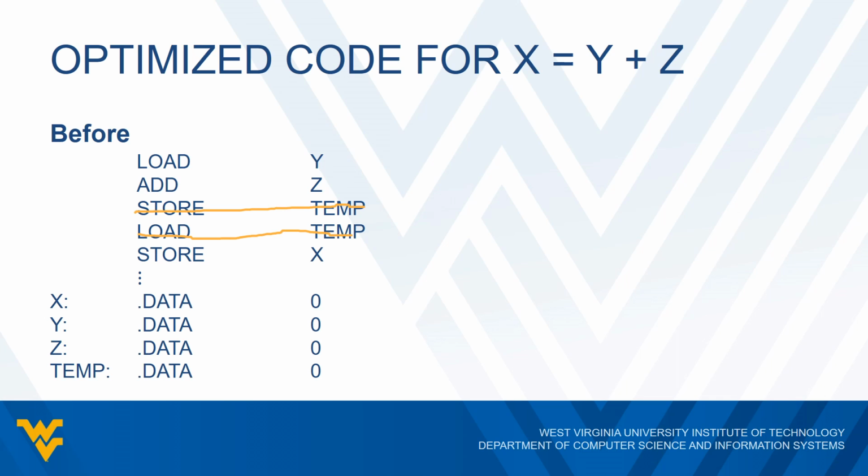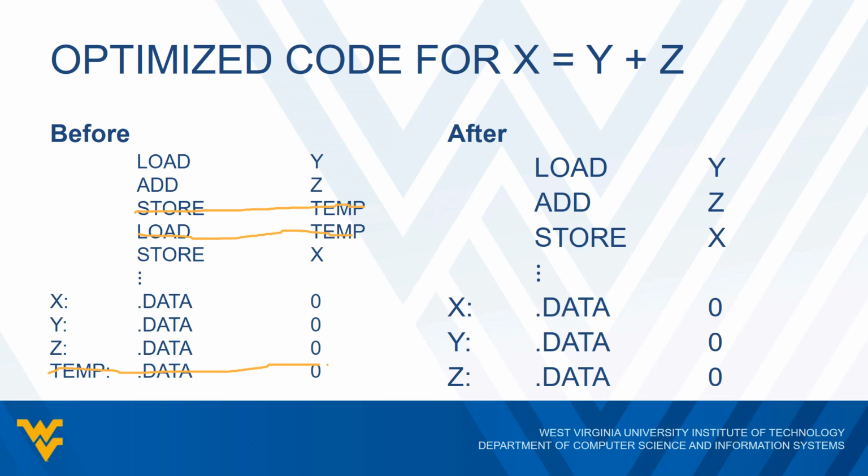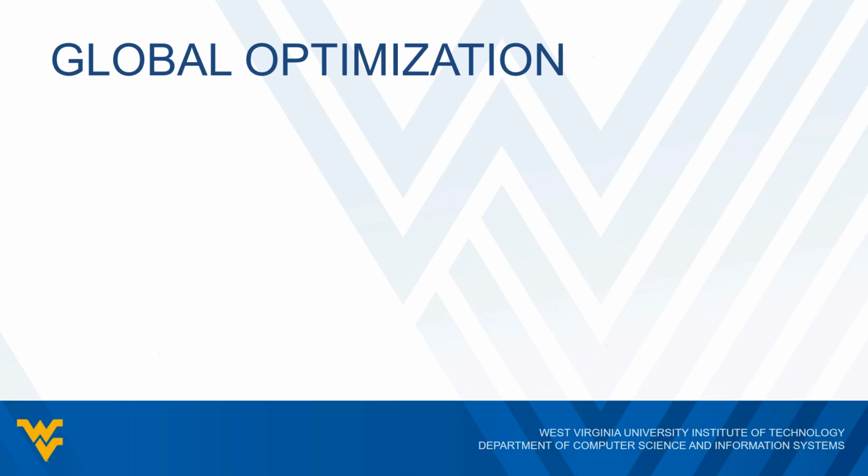And then there's another optimization in that, we're not using temp anymore, so why do we need memory for it? So we can take out this line here as well. So this would be the final version of the code where we don't need the temp variable anymore. We just load y, add z to the register, and then just store that in x. So we only need x, y, and z.